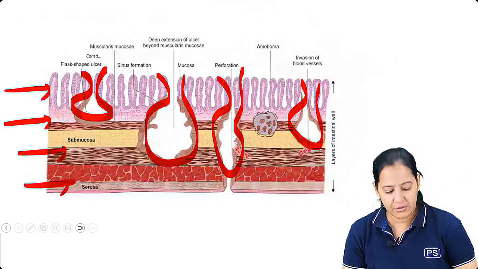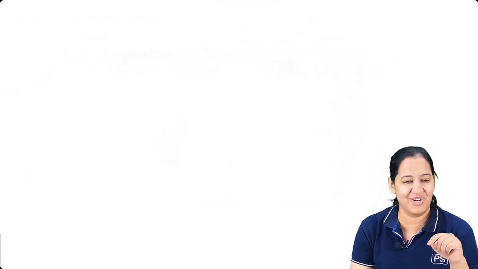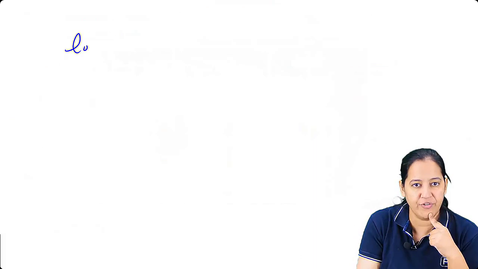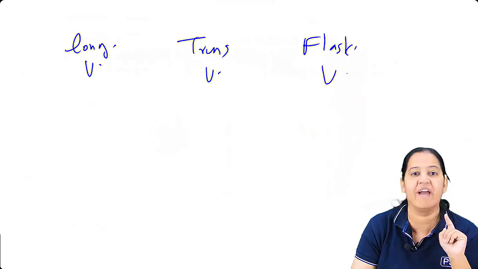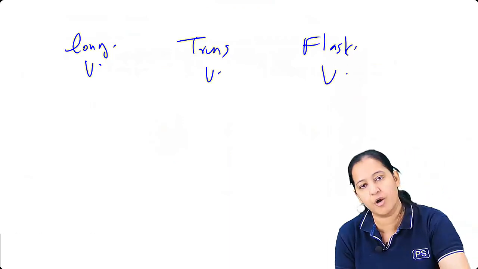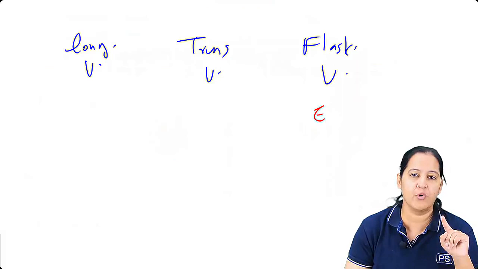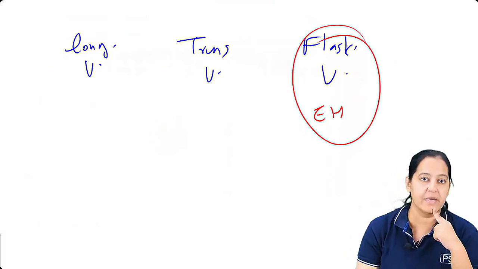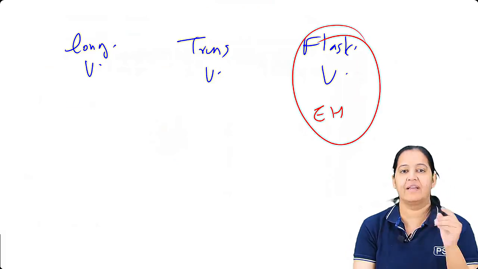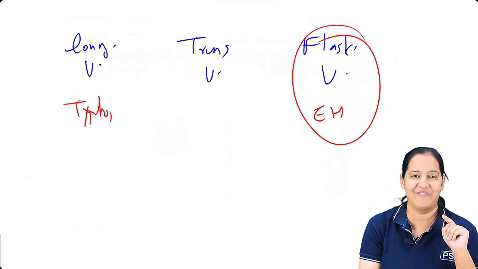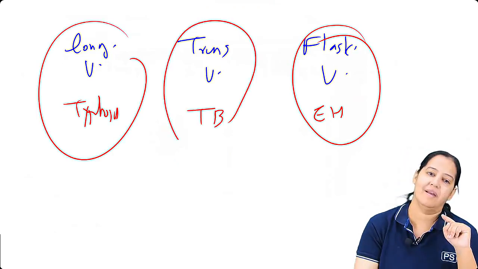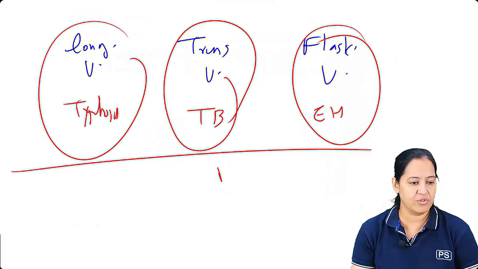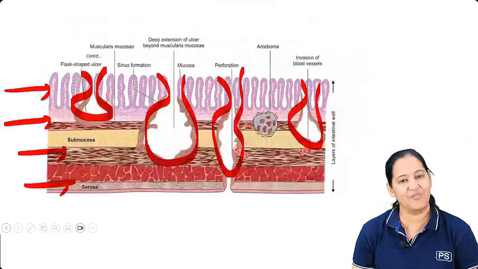Very unique. So till now we have three types of ulcers. Chalo, revise karenge. You tell me longitudinal ulcers kahan hote hain, transverse ulcers kahan hote hain, and flask shape ulcers kahan hote hain. Tino PYQ hain ji. Chalo batao. Flask shape: just now I told you, Entamoeba histolytica. Longitudinal, like typhoid, yaad aata hai mujhe long se. And transverse is TB. So all three are PYQ. Please learn it.